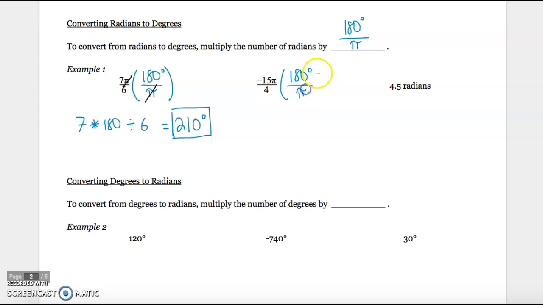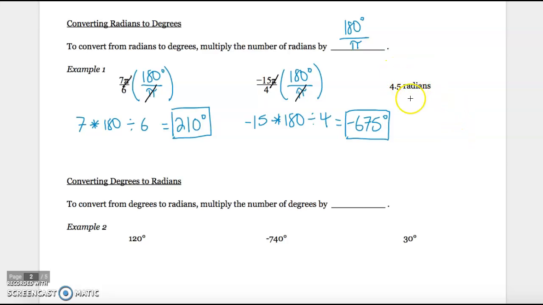180 over pi, because I need to get rid of the radians. So I can go ahead and cancel out those pi's. And I can do in my calculator negative 15 times 180 divided by 4. Negative 15 times 180 divided by 4 gives me negative 675 degrees. So that is the same angle measurement as this one.